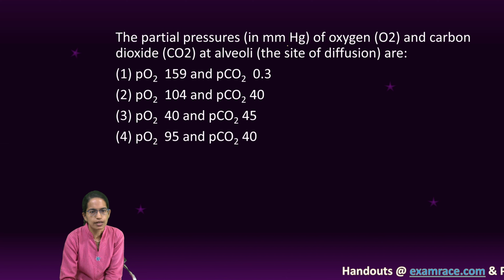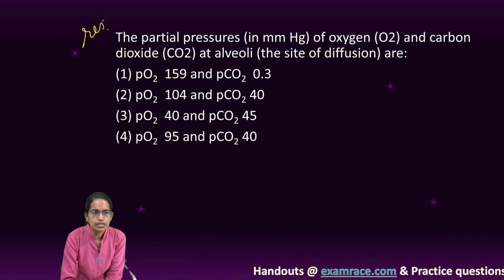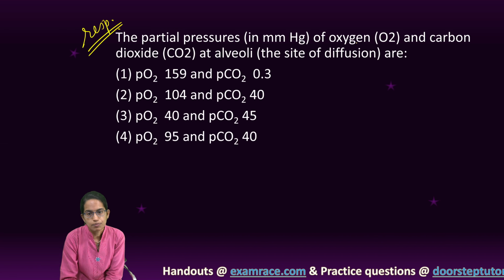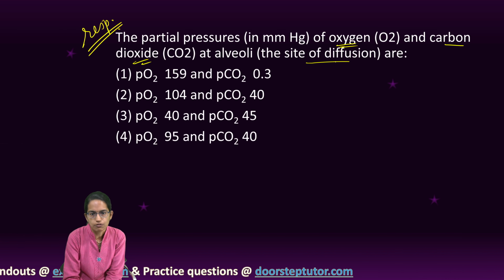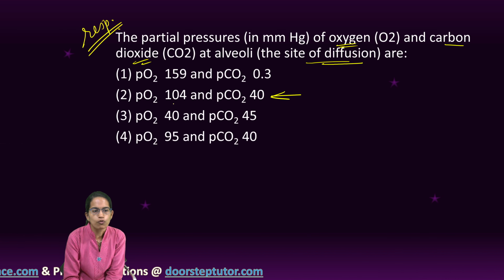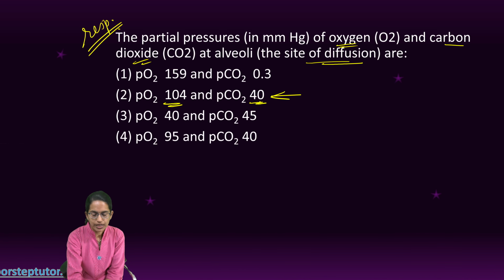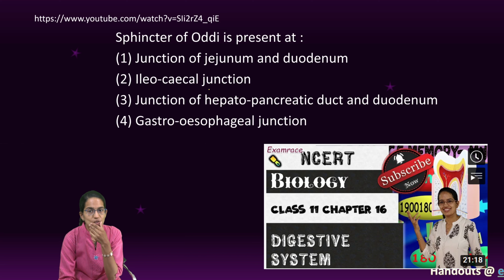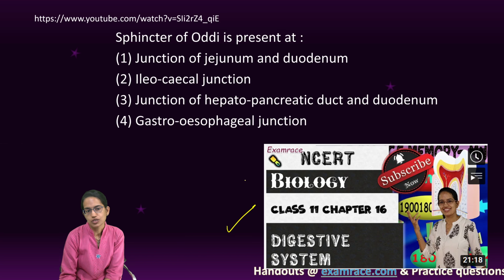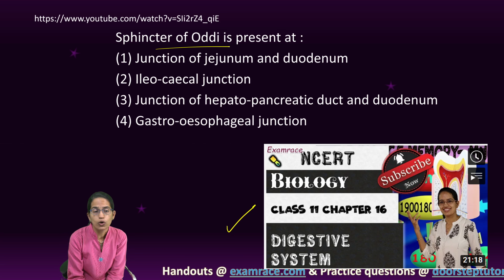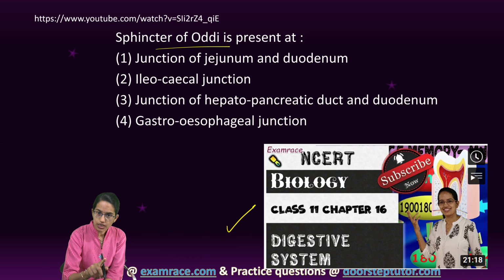The next is a question from the respiratory system, the partial pressure of oxygen and carbon dioxide at the alveoli, which is the site of diffusion. So it's 104 for oxygen and 40 for carbon dioxide. Again, a very direct question based on just the knowledge. Under class 11 biology chapter 16 digestive system, we have covered sphincter of Oddi and another question on Succus Entericus.